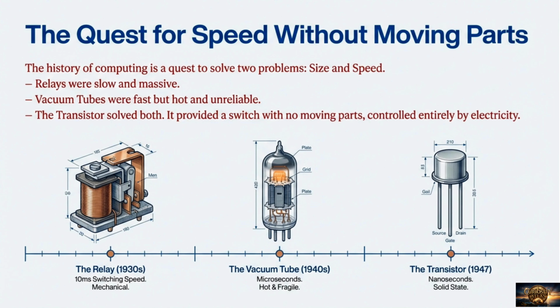Early computing used slow, massive relays. Vacuum tubes were faster, but hot and unreliable. The transistor solved both problems, providing a switch controlled entirely by electricity, with nanosecond switching speed.